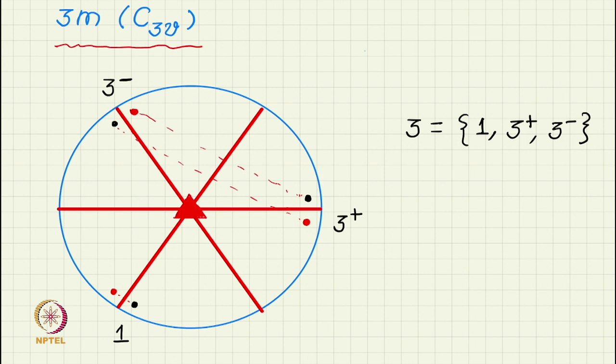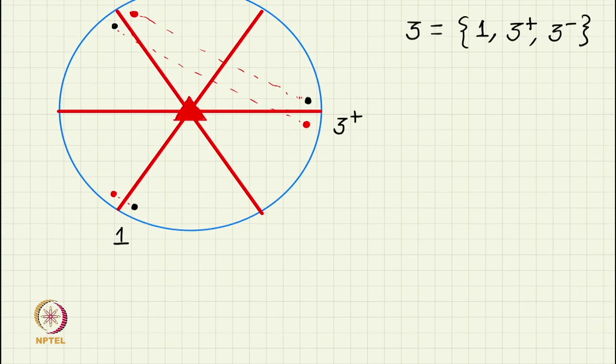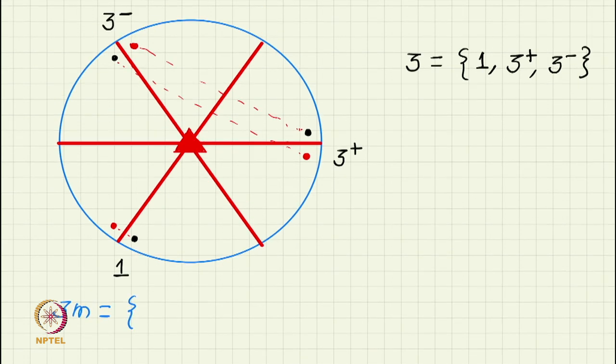So, now it is an even better offer than the two-fold provided. Here it is buy one get 2 free. We added one mirror, but 2 additional mirrors got generated to complete the group. So, we can write the group operations for 3M. We already have 1, 3 plus and 3 minus, that is coming from the threefold, but then we are also adding 3 mirrors. Now, 3 reflections will get added.